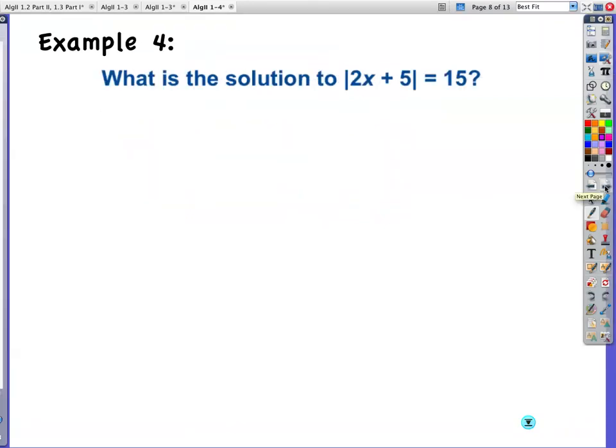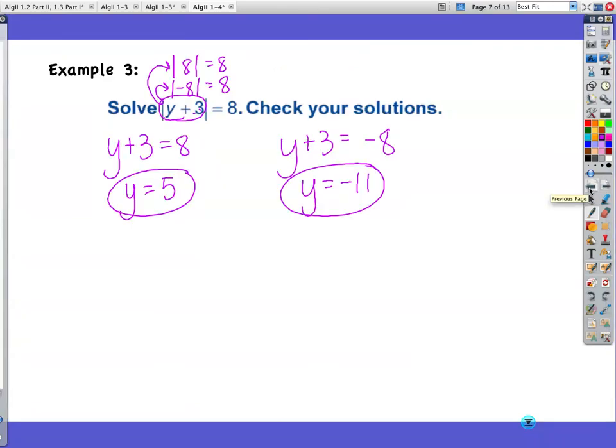Example 4. Oh, did I go back and check my answer? I want to keep checking my answer because, like I said, I'm not good at that. 5 plus 3 is 8. Absolute value of 8 is 8. Negative 11 plus 3 is negative 8. The absolute value of negative 8 is 8. So I believe this one is good to go.